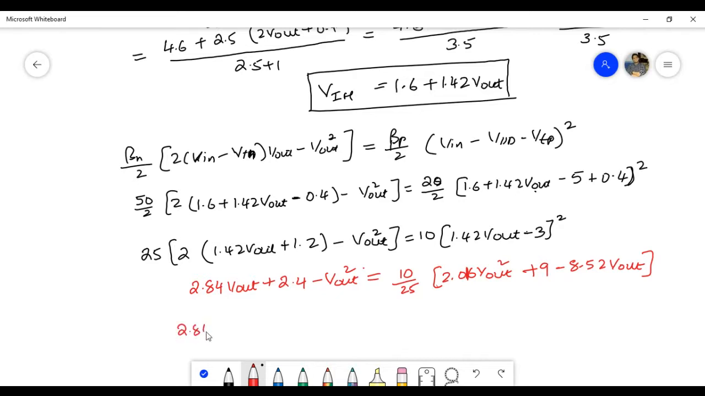So let me write properly. We'll arrange it. Minus V out square plus 2.84 V out plus 2.4 equals how much? 0.4, just multiply with this. No, no, no. 10 divided by 25 is 0.4. You just multiply 0.4 with this.